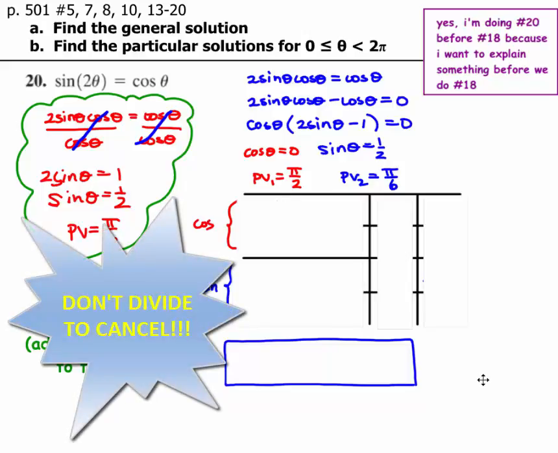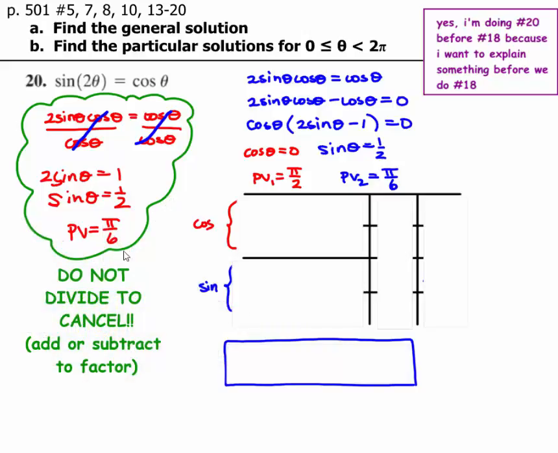Okay, so it's super, super important. Do not divide to cancel. If you do, you end up canceling out not just a principal value. We'll see later on, we end up canceling out half of our general solution equations, half of our particular solutions. So it's very, very important. So that's why I wanted to show this problem 2 ways. Don't divide to cancel. Instead, add or subtract and factor.